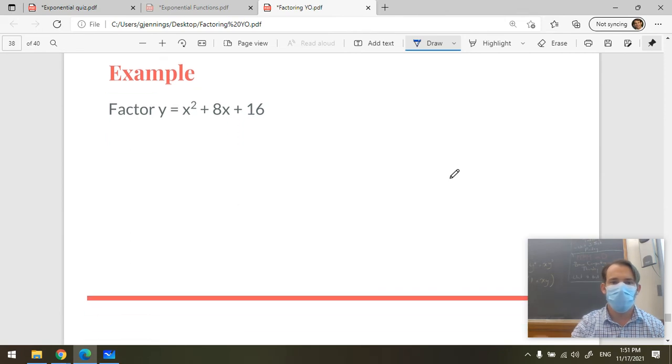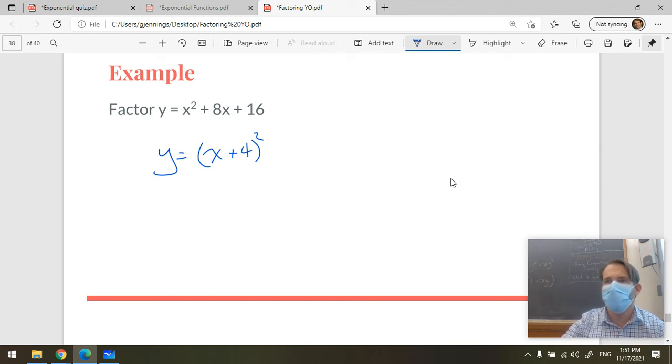So it says example, factor this one. Here, this is 2ab, this is b squared. So this is going to be y is equal to two numbers multiplied to 16, add to 8. 4 and 4. (x plus 4) squared. Done. 4 times 4 is 16. 4 times x is 4x. 4 times x is now 8x. x times x is x squared.